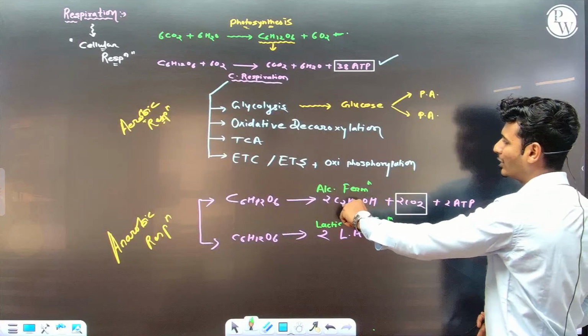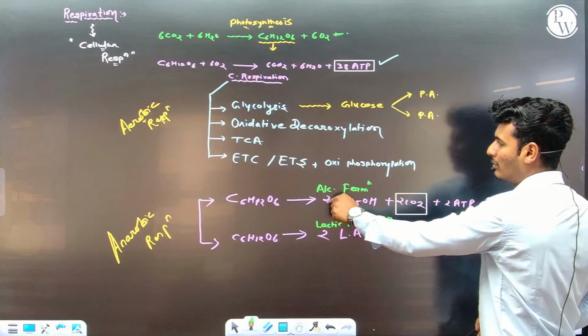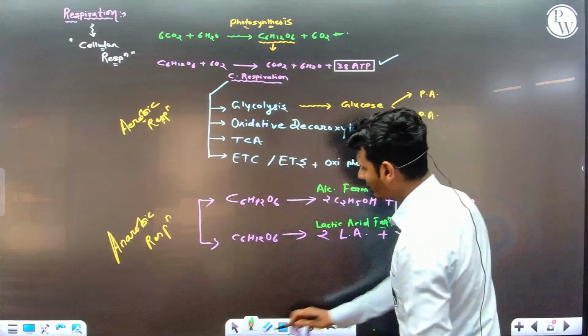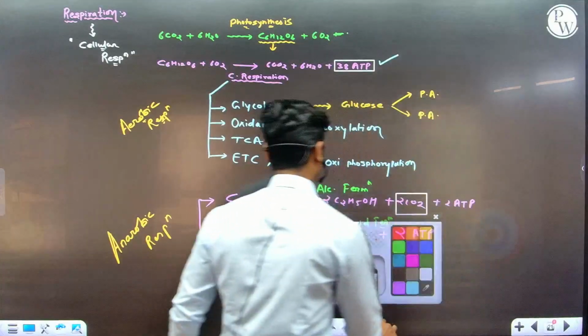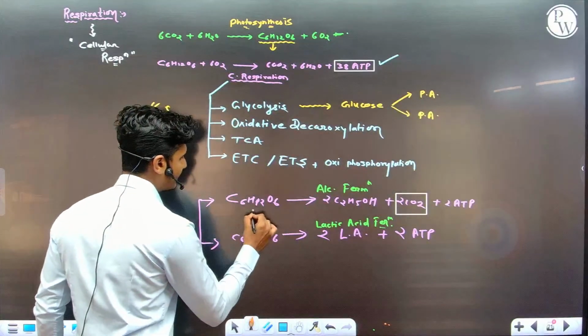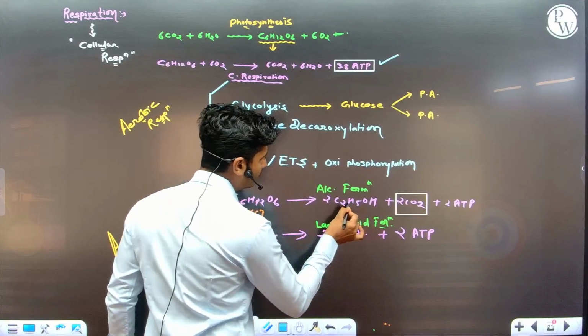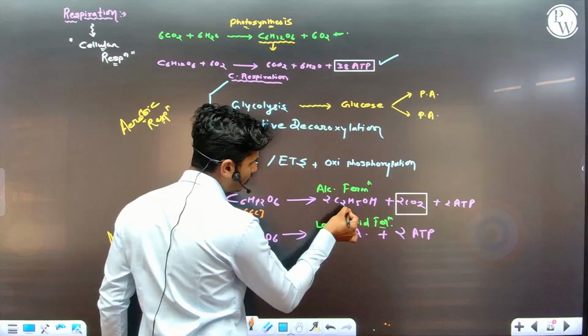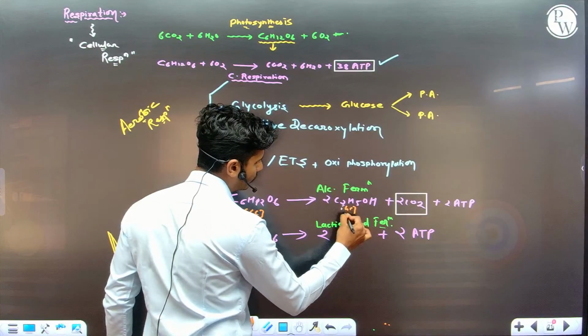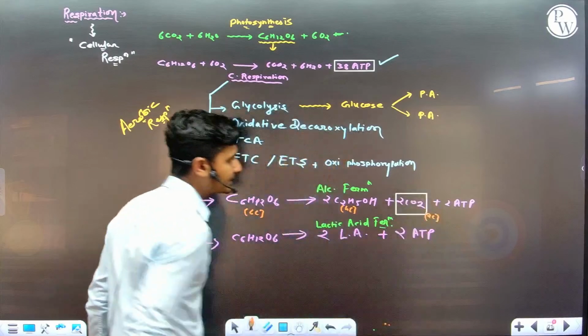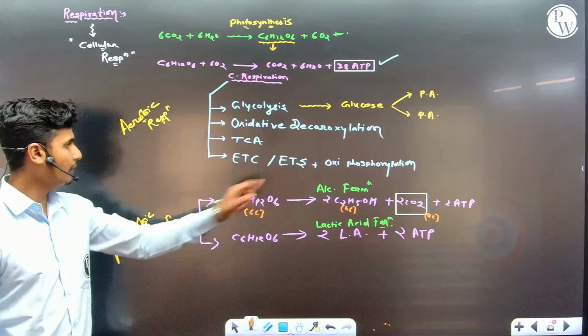C2H5OH is a 2 carbon molecule, and 2 molecules of 2 carbon is 4 carbon. Glucose is a 6 carbon molecule. And ethanol is 2 carbon, 2 molecules of 2 carbon means 4 carbon. So 2 molecules of carbon dioxide are going to be released in the case of alcoholic fermentation.